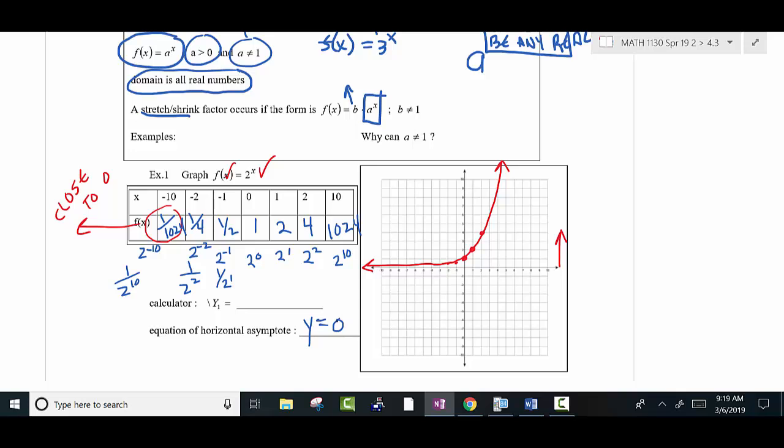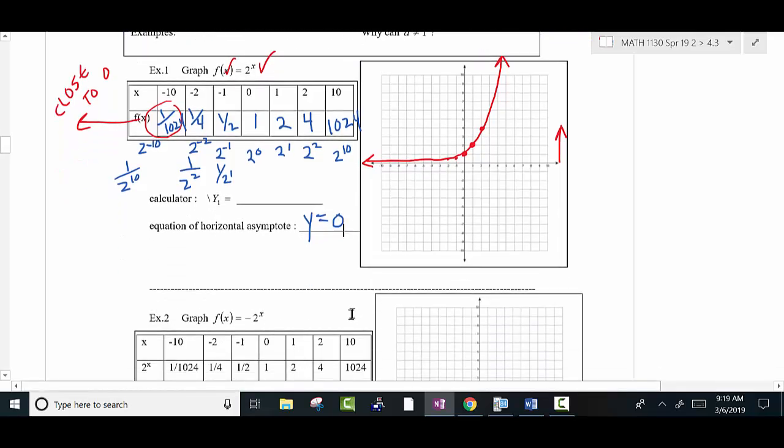If it was 3 to the x, the numbers would go 1, 3, 9, 27, 81, they would triple. But it's going to have the same structure. It's going to level off at the x-axis and then just go off to infinity when you get bigger. So that's the idea.